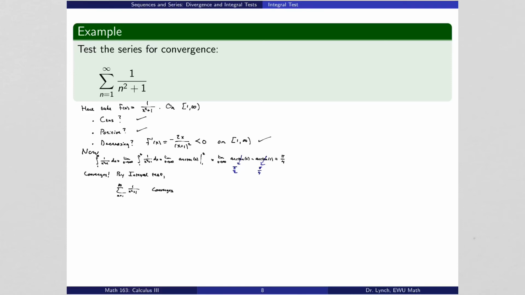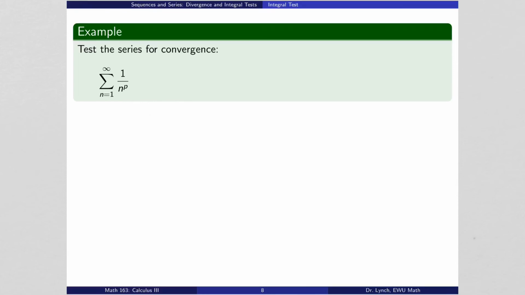Let's go ahead and have a look at the series 1 over n to the p power. Now, we should recognize this series in the special case when p is equal to 1. In the case where p equals 1, we know that this is a harmonic series. Of course, in the case where p is a number that is negative, we have an nth term that doesn't approach 0 as n goes to infinity. So that series is definitely divergent.